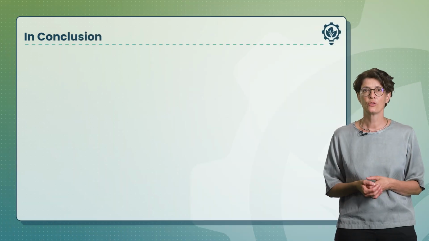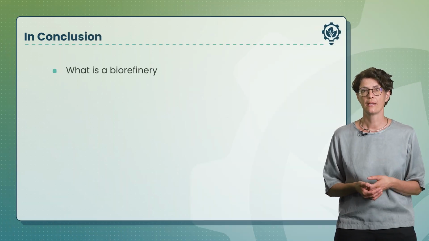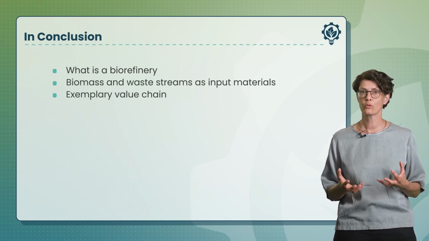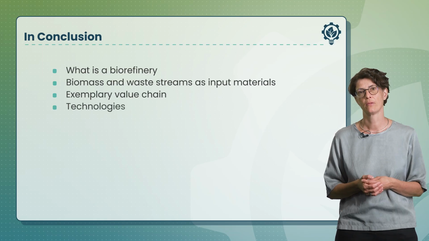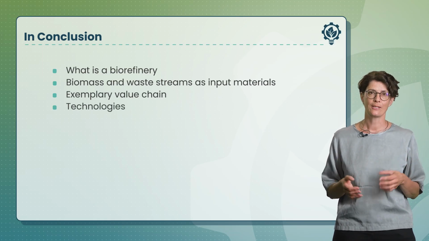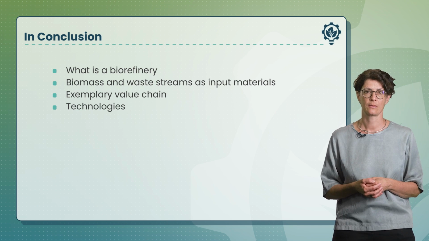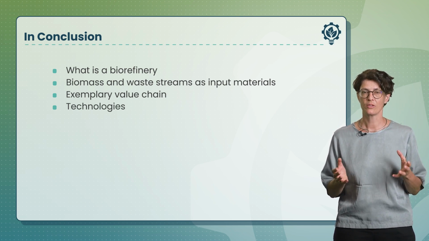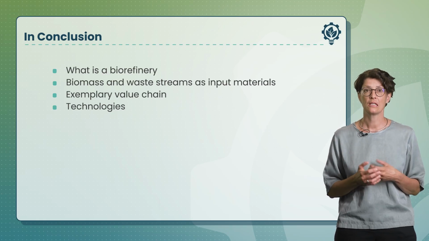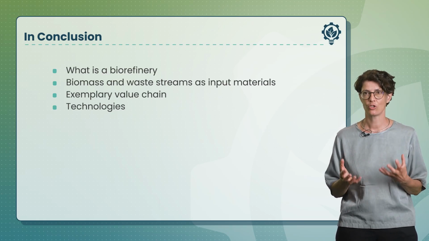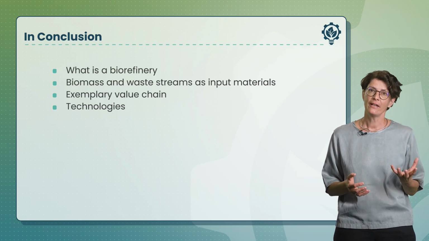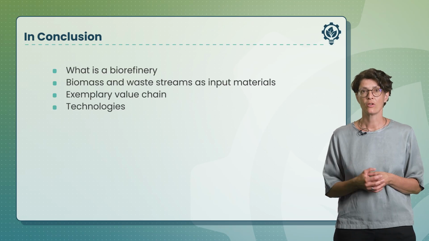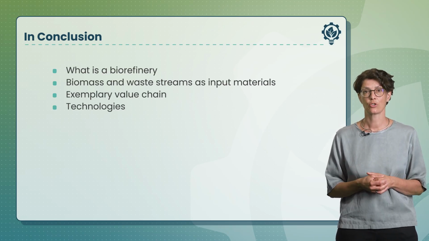In summary, I showed you today what a biorefinery is, that biomass and waste streams from the bio-based industry are used as input materials for the biorefinery. Also, the competing interests of biomass utilization were discussed. You should now be aware that biomass is a complex raw material and that processing it is not an easy task, but requires efficient technology. Finally, we had a look at biorefinery technologies and an energy-driven biorefinery for ethanol production as an example.